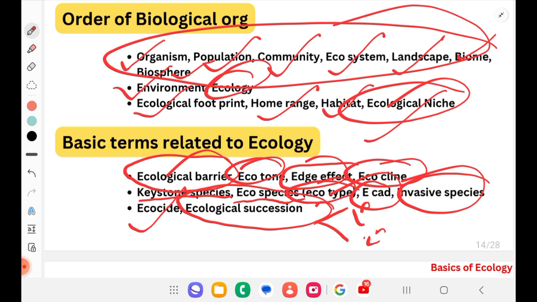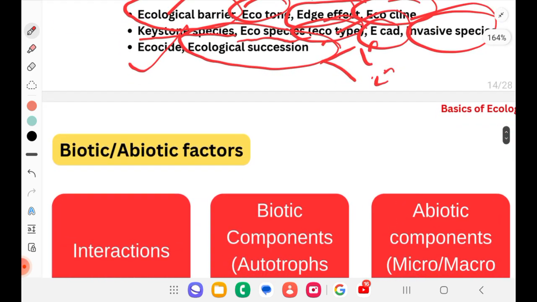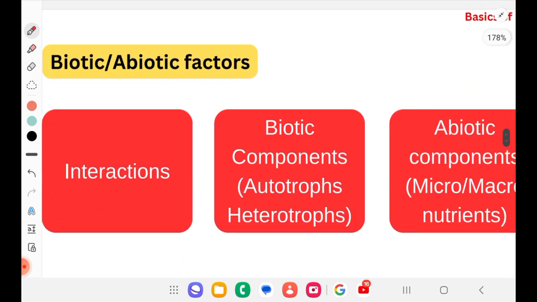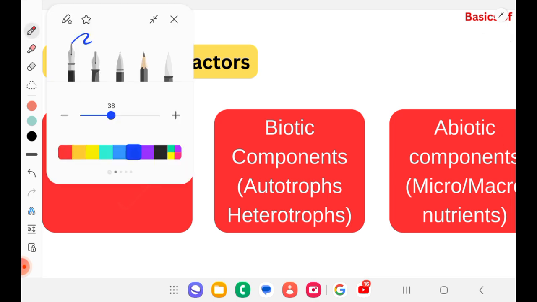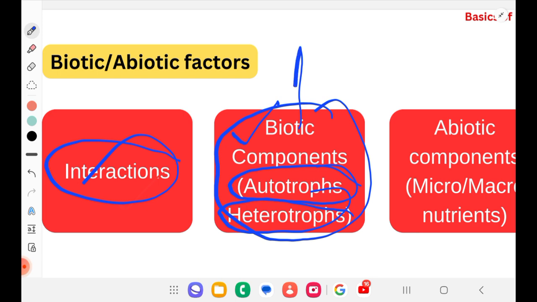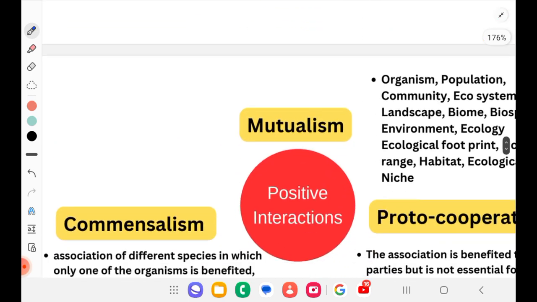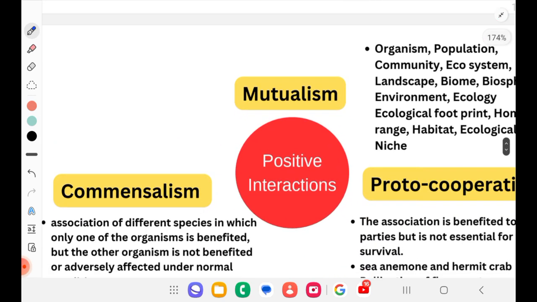Now we will go for the second chapter of first module, that is about abiotic and biotic factors. Now we will see three different points. One is what are different kinds of interactions we have, and what are biotic components. We know that biotic components are also termed autotrophs and heterotrophs. There are two types, right? Biotic, autotrophs, that is food producing, and heterotrophs. Then we have abiotic components like micro and macronutrients. We will study in depth about that. First thing is about interactions. In interaction also we have positive, negative and neutral.